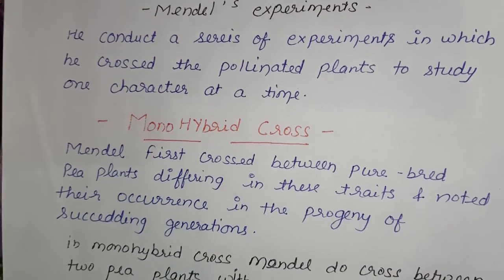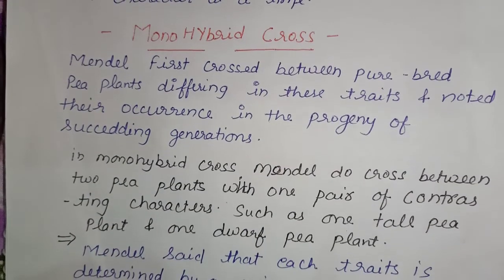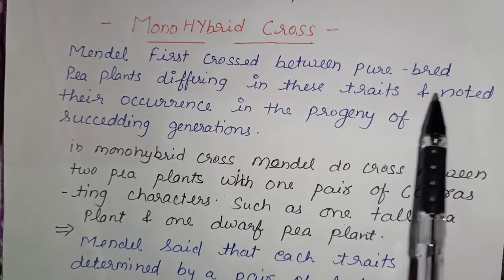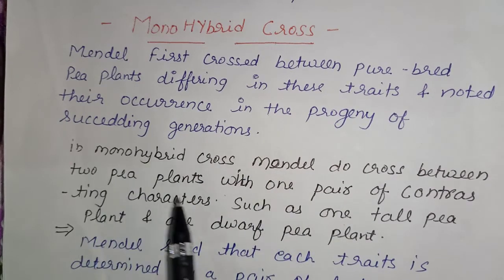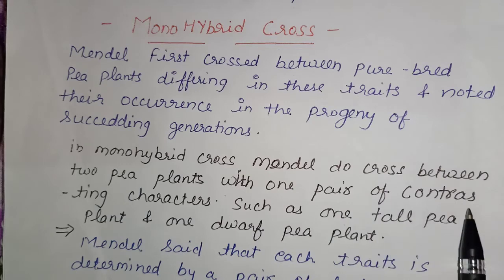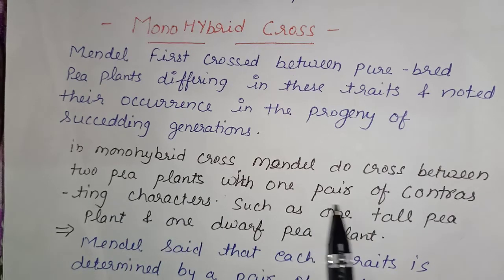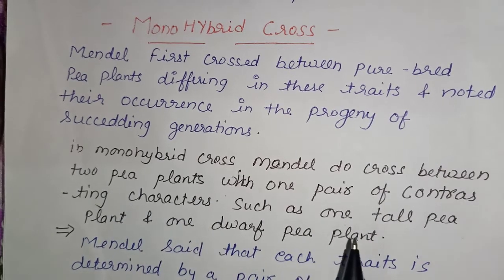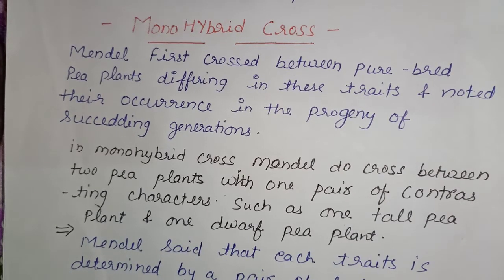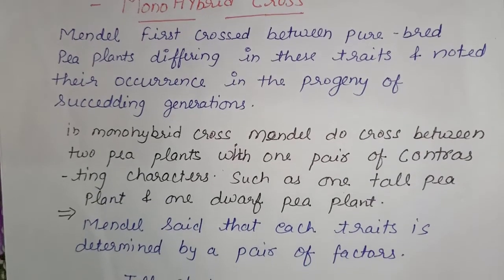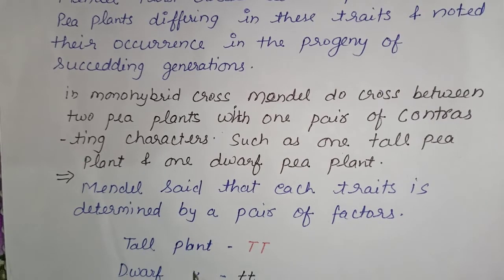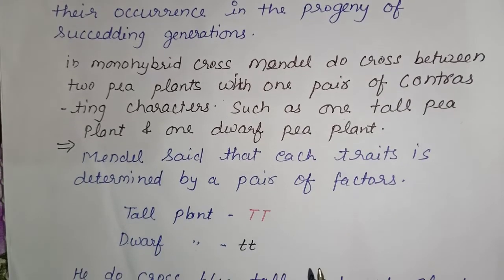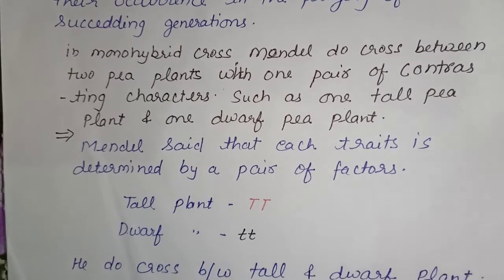Mendel first crossed pure breed pea plants differing in these traits and noted their occurrence in the progeny of succeeding generations. In monohybrid cross, Mendel crossed two pea plants with one pair of contrasting characters, such as one tall pea plant and one dwarf pea plant. Mendel said that each trait is determined by a pair of factors. Tall plant is represented by capital T. Dwarf plant is represented by small t.